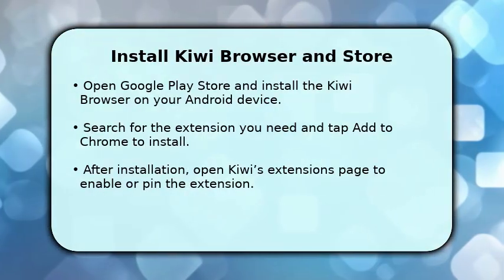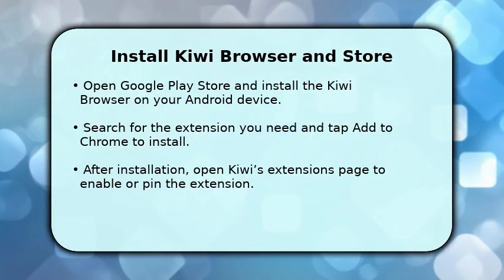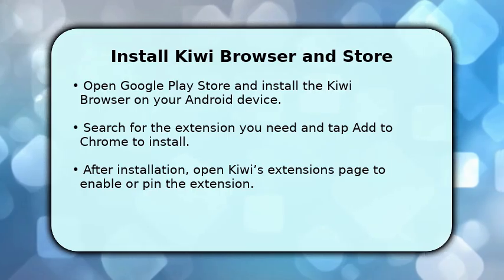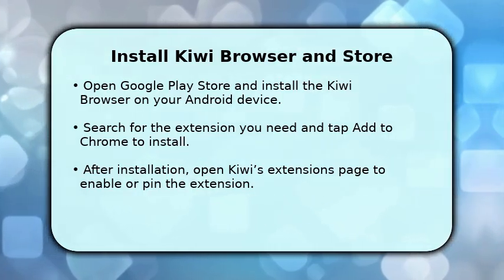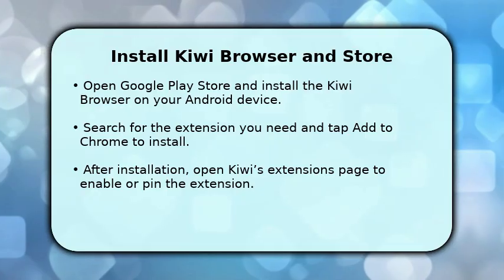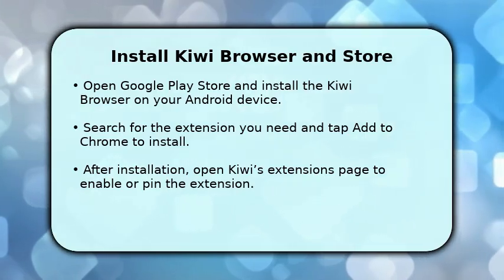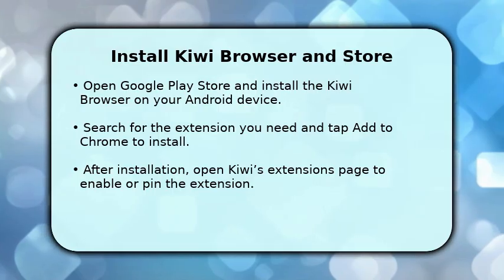Open Google Play Store and install the Kiwi browser on your Android device. Launch Kiwi and go to the Chrome Web Store using the address bar. Open the browser menu and select Request Desktop Site before loading pages. Search for the extension you need and tap Add to Chrome to install.